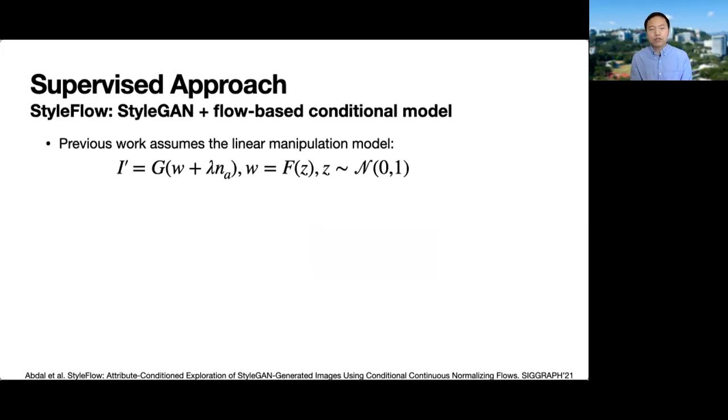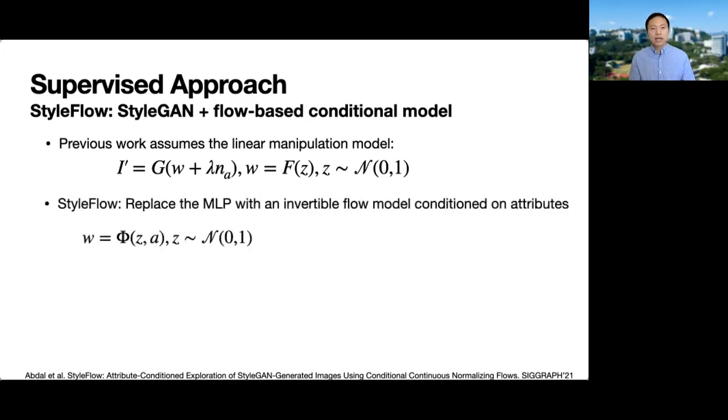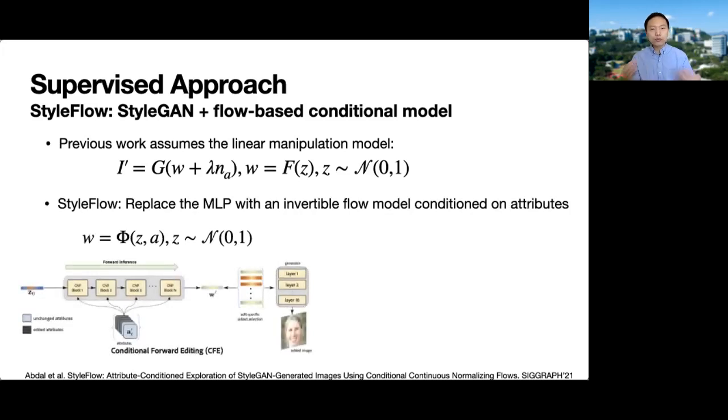Then we have a recent SIGGRAPH work from some group that developed a model called StyleFlow, which combines StyleGAN with a flow-based conditional model. Their model replaces the MLP with an invertible flow model conditional on the attributes. So you can see the latent space Z and the sensitive W have this nonlinear relation conditional on attributes. Therefore, they can have this feed-forward process. Then the sampled W already contains the attributes they want. Then this model can generate the outputs corresponding to the attributes.